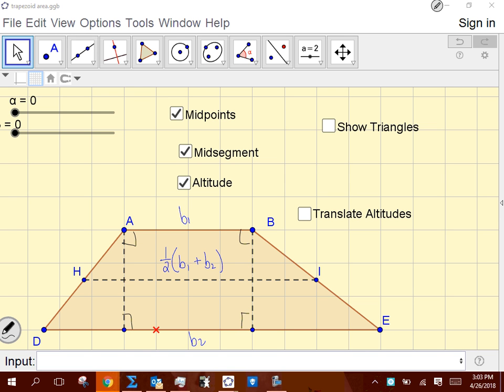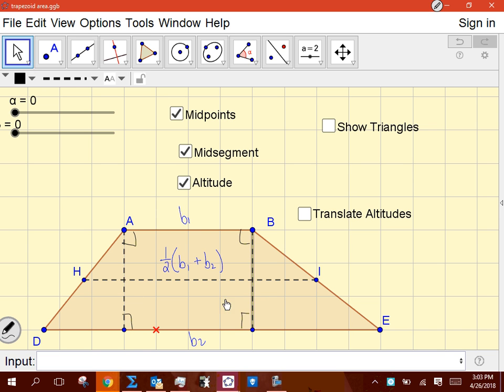Do you guys agree that if I start moving those altitudes around, I don't know if I can, the way I've got it set up, they're still going to be the same length? For instance, if I move them to right there, are they the same altitudes? Does that make sense, everybody? So we can translate our altitudes. We can move them around, and they're still the same. So I'm going to do that.